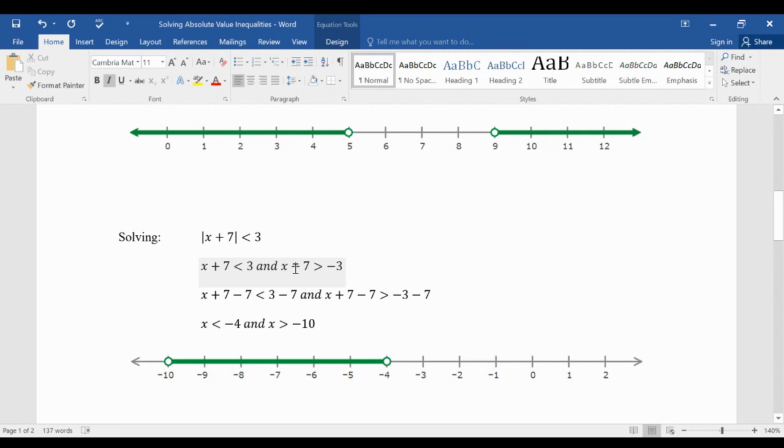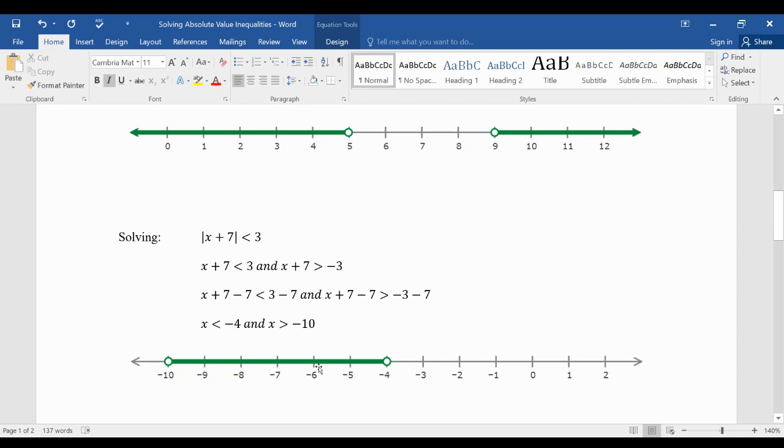Now we'll subtract 7 from both sides, subtract 7 from 7, subtract 7 from negative 3. This cancels to give us x, and negative 3 minus 7 gives me negative 10. So x is greater than negative 10. So open circle at negative 10, line extending this way forever. So those two inequalities overlap from negative 10 to negative 4, not including negative 10 or negative 4, but just every value in between.